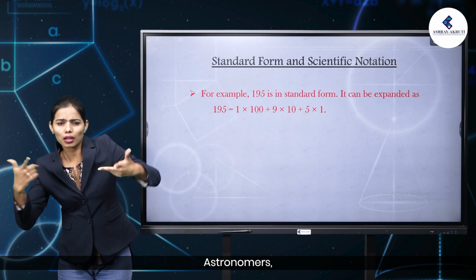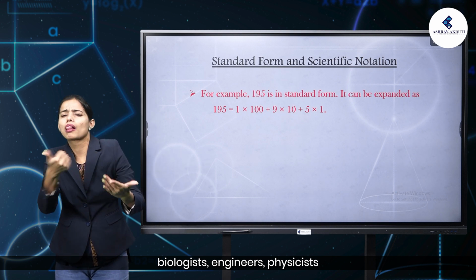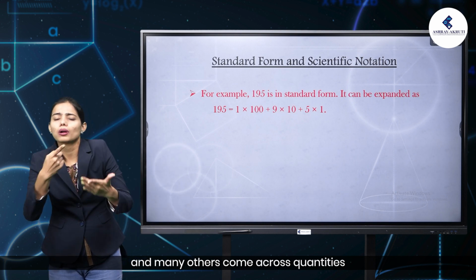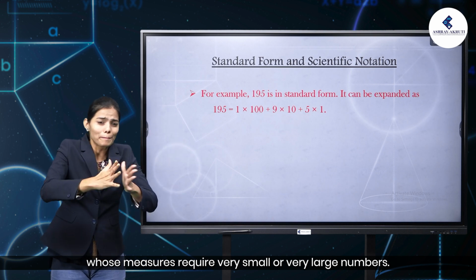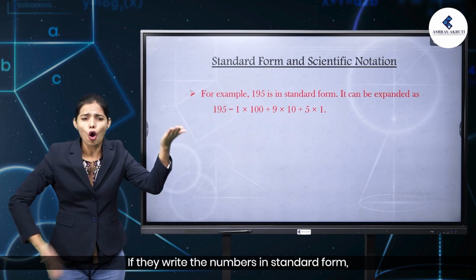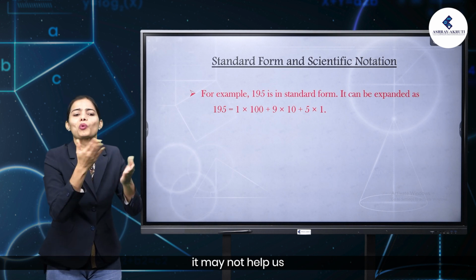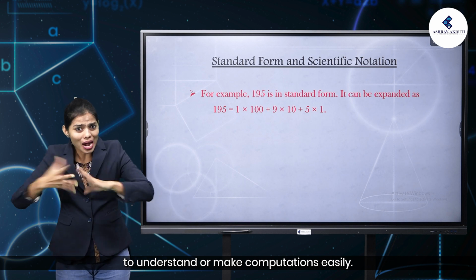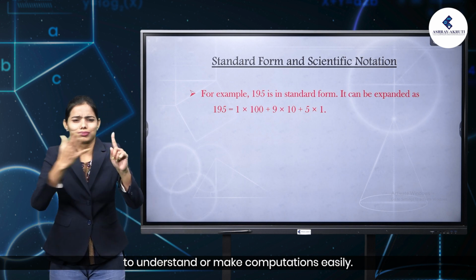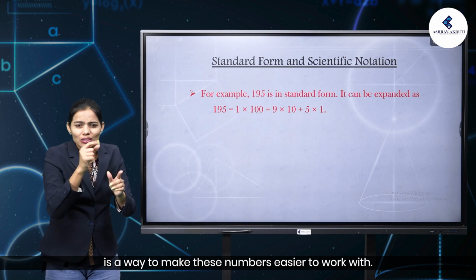Astronomers, biologists, engineers, physicists, and many others come across quantities whose measures require very small or very large numbers. If they write the numbers in standard form, it may not help us to understand or make computation easily. Scientific notation is a way to make these numbers easier to work with.